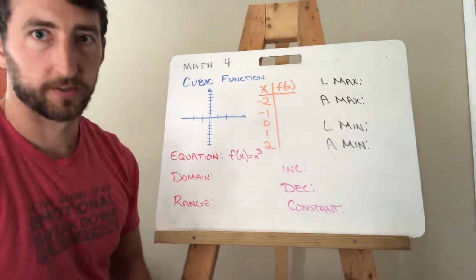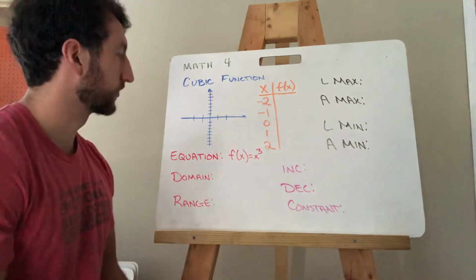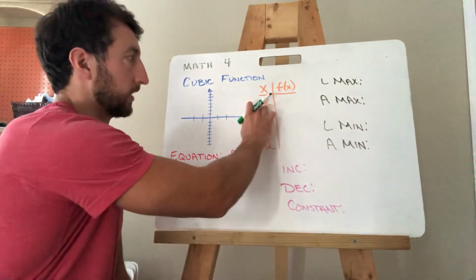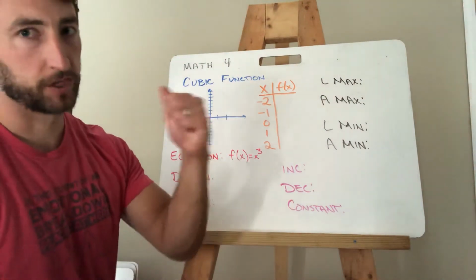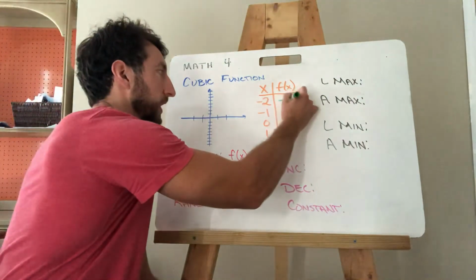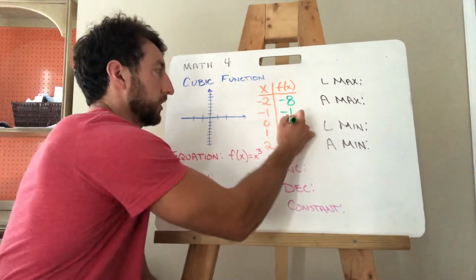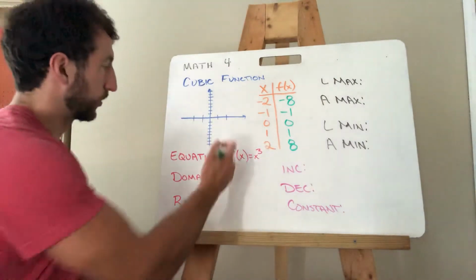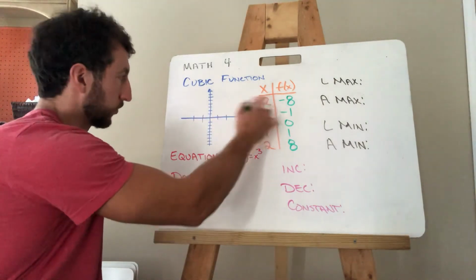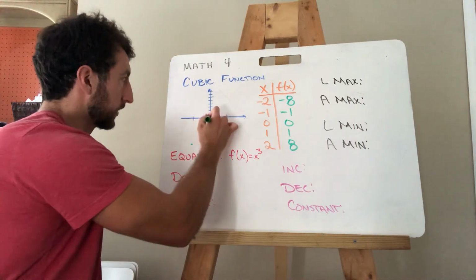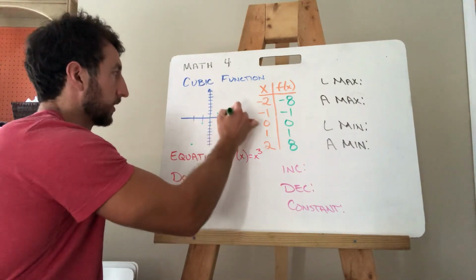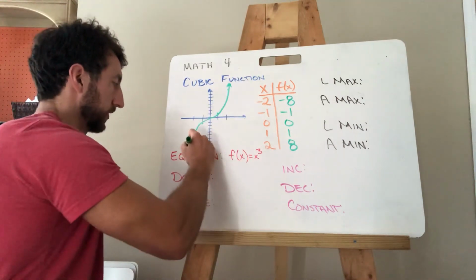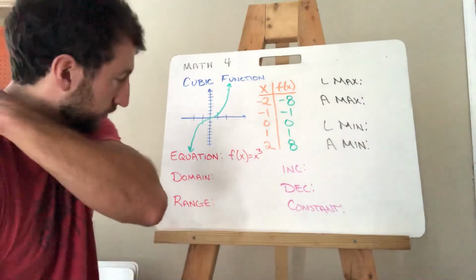And then next up, our last one is the cubic function. If I substitute in my input, I'm going to cube it. So if I substitute in a negative 2, I'm going to do negative 2 times negative 2 times negative 2, which gives me negative 8. That's going to give me negative 1, 0, 1, and 8. All right, so then we plot these points over here. If I'm going negative 2, I got negative 8 here, there, there, and there. So it kind of looks like an S. All right, so that is our cubic function.